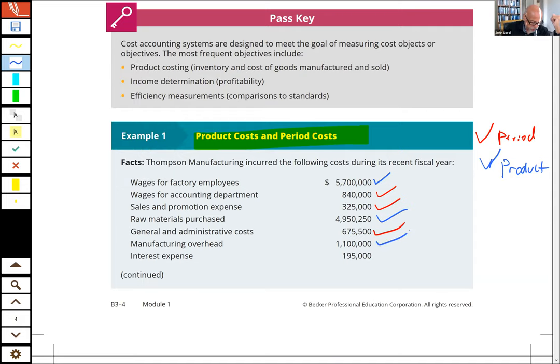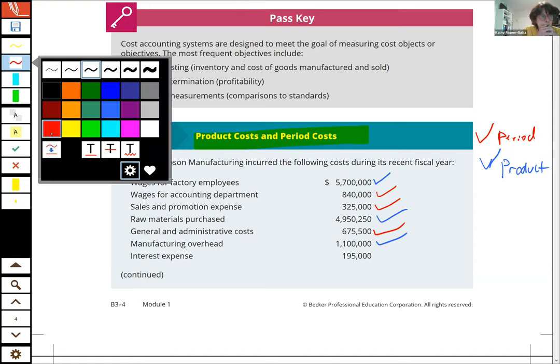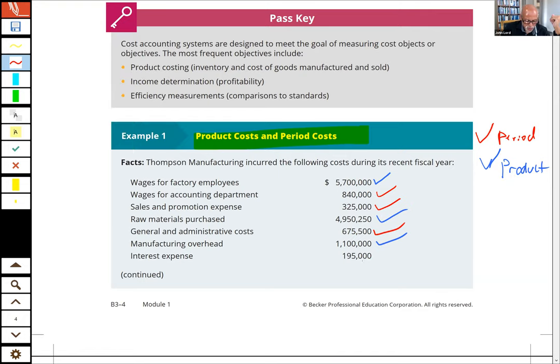And how about interest expense? Allocated between the two. No, not necessarily. Interest expense, okay? The fact that they call it interest expense is pretty much it's a period cost. You know, if you borrowed money for raw materials, you may want to try to somehow allocate some of that interest to that. But for the purposes of the CPA exam, you're pretty safe calling that a period cost.